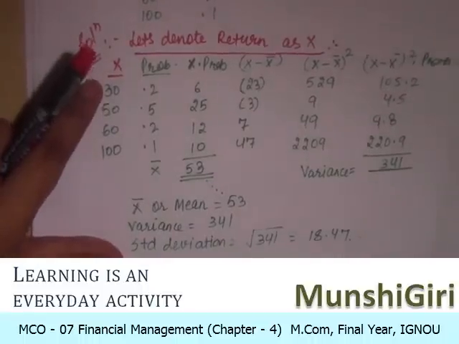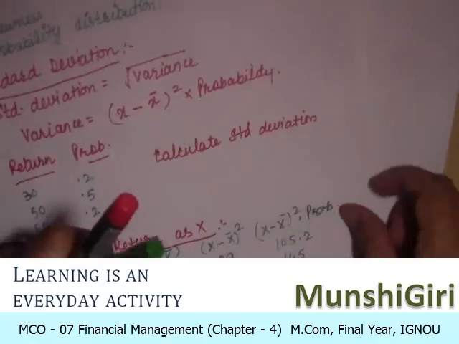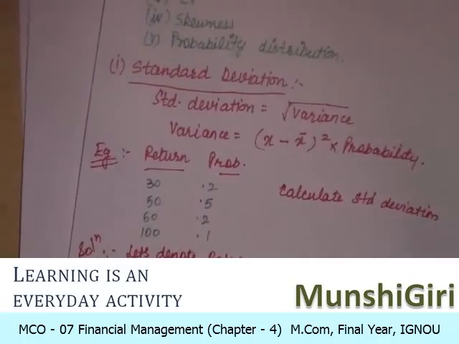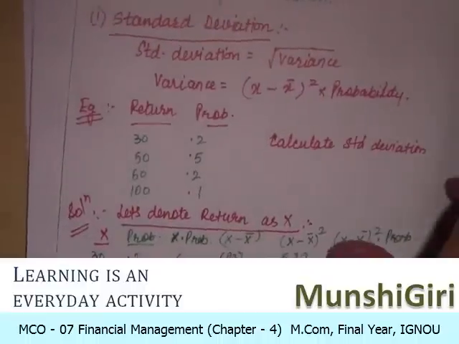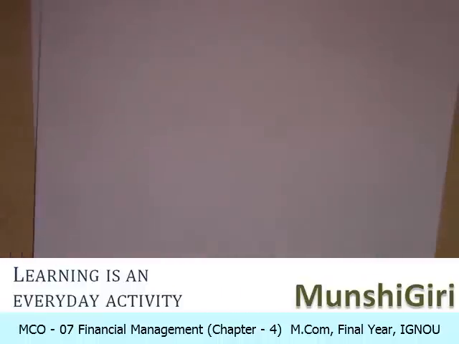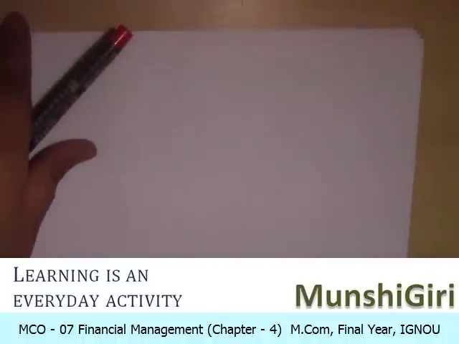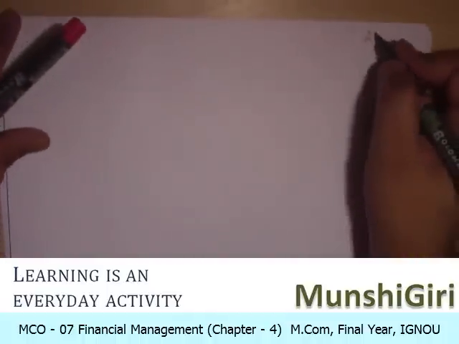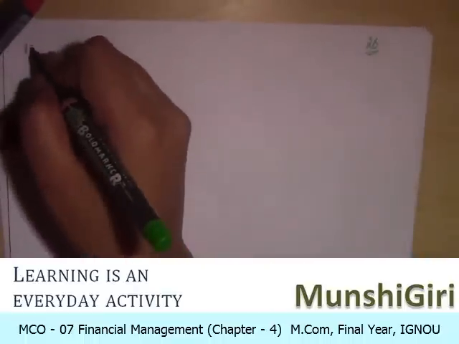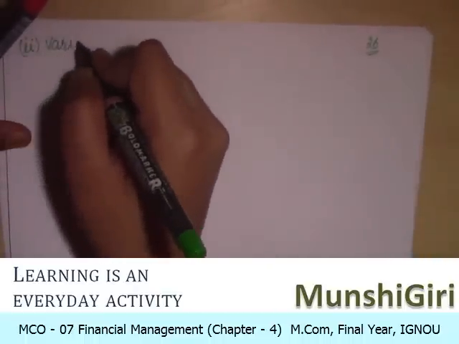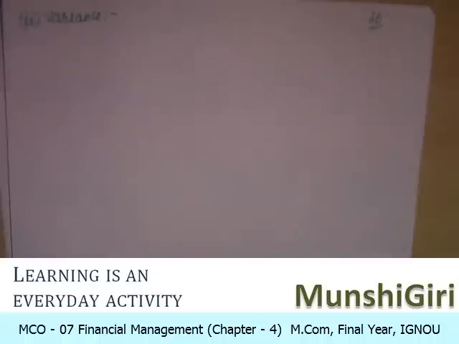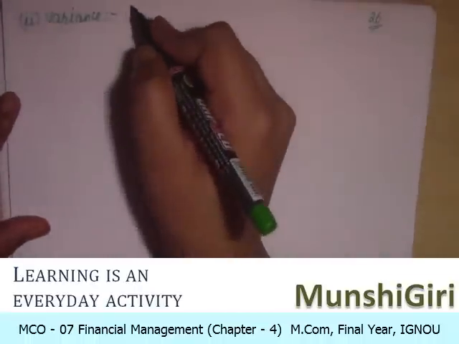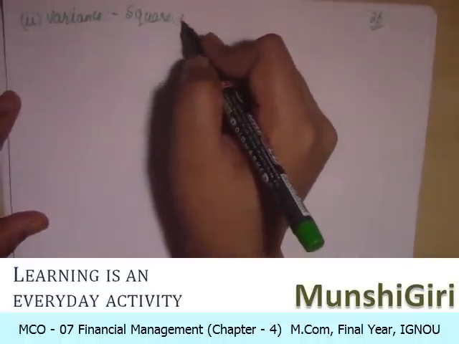So this was the first measure of risk, standard deviation. Coming to the second measure, that is variance. Now variance we have already covered. We've covered variance first actually. No issues with that. Second is variance. Now variance we've already learned, and we can say that this is square of standard deviation.